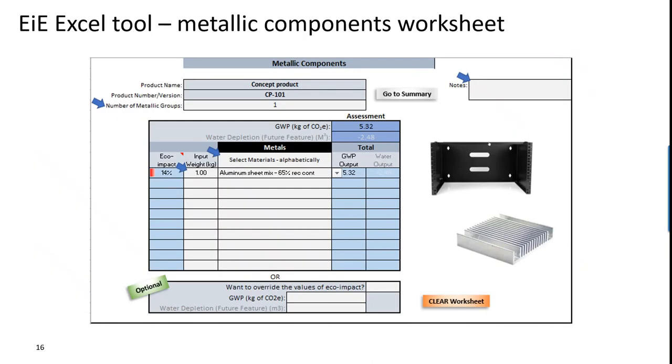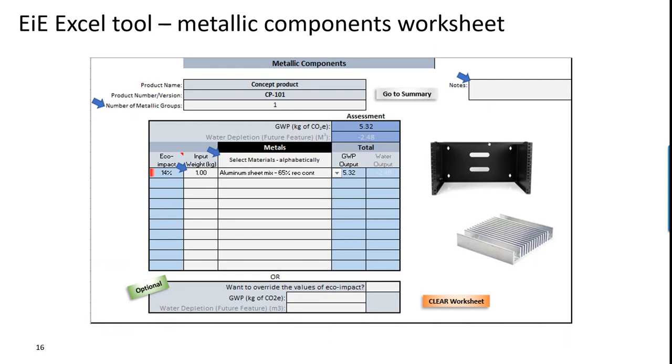And here's an example further in the Excel tool where we're taking the metallic components, and in this case, the aluminum sheet metal, and looking at that particular line item that we've entered, just as an example, and saying, well, what is the relative eco impact of aluminum sheet metal with 65% recycled content, one of the many materials you can pick in the list, and it tells you an eco-impact level, that little red bar to the left, relative to the lowest material you can pick as a metal in the table.